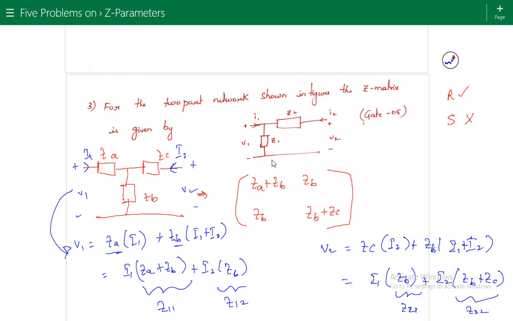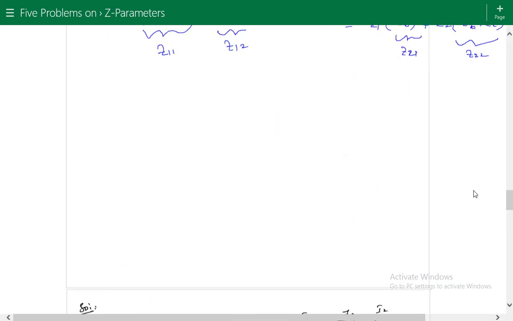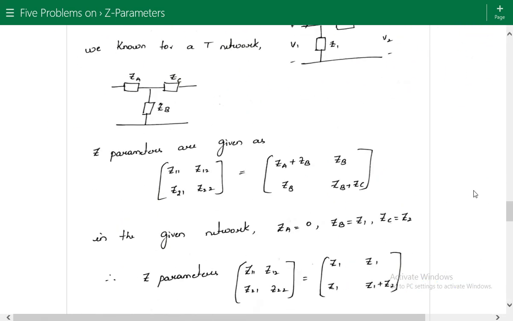Now, by comparing with the shortcut, what values have they given? ZA equals 0, ZB equals Z1, ZC equals Z2. So what are the Z parameters for the given network? They are 0 plus Z1, so Z1, Z1, ZB is Z1, and ZB plus ZC is Z1 plus Z2. Is it clear? So this is a shortcut, and I clearly mentioned it in the answer.